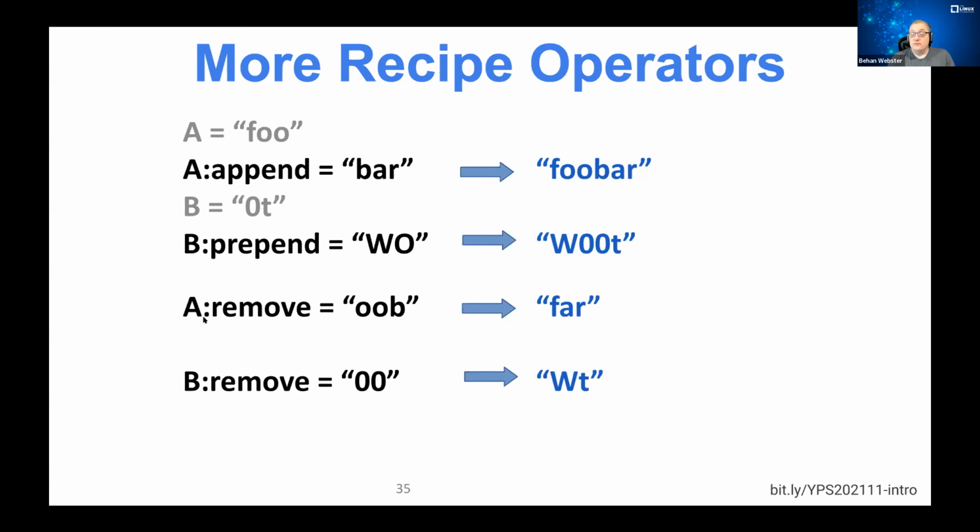However, in recent versions, the last couple of versions of Yocto Project, what's also been added is a remove that's very handy. This will allow you to do exactly the opposite and remove values from a particular variable. In this case, we do an A:remove, and remove OOB from A. Since it was foobar before, it will turn into far, for instance. Same with remove B remove 00. Of course, we'll get WT out of that.